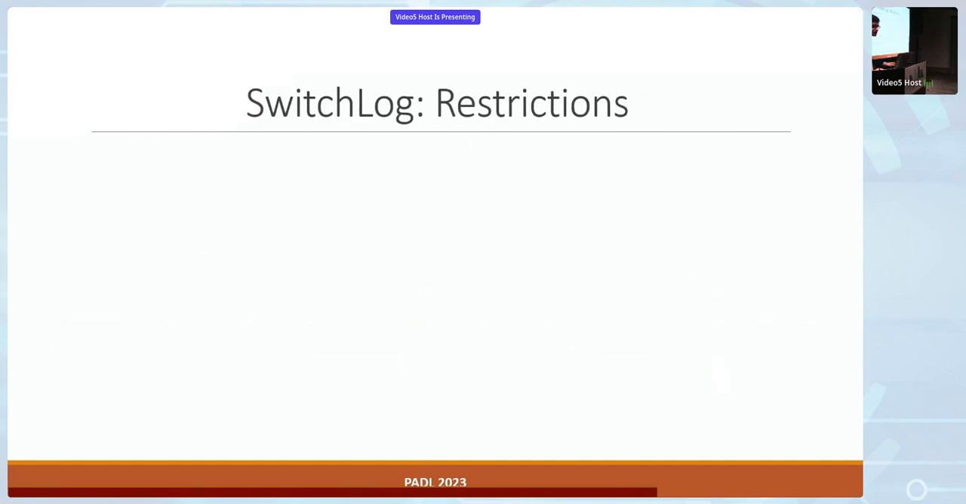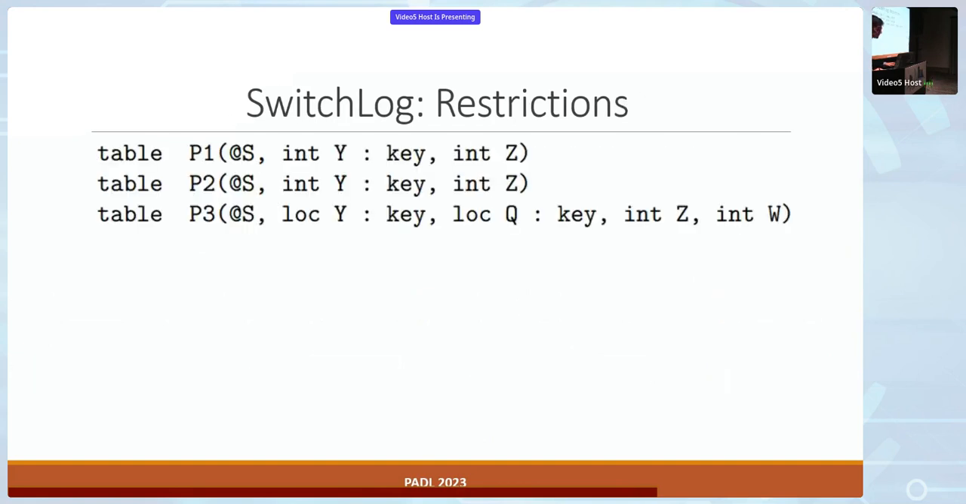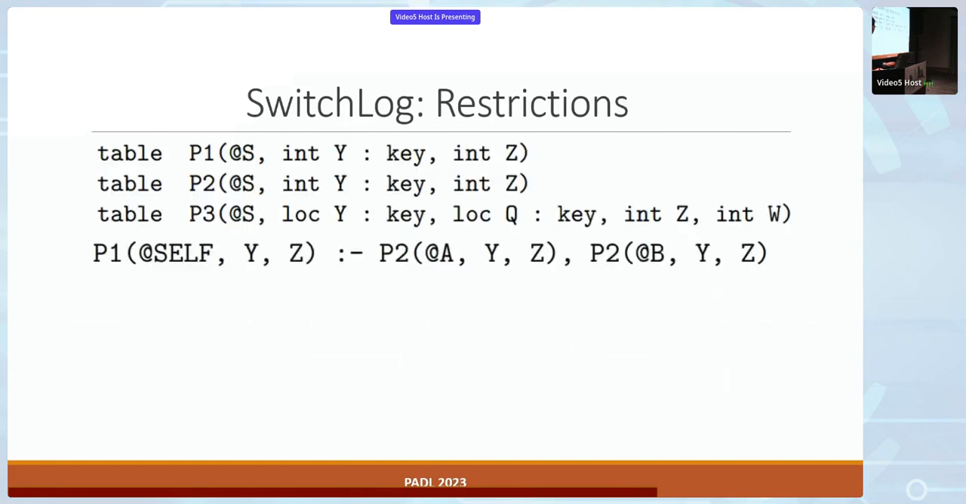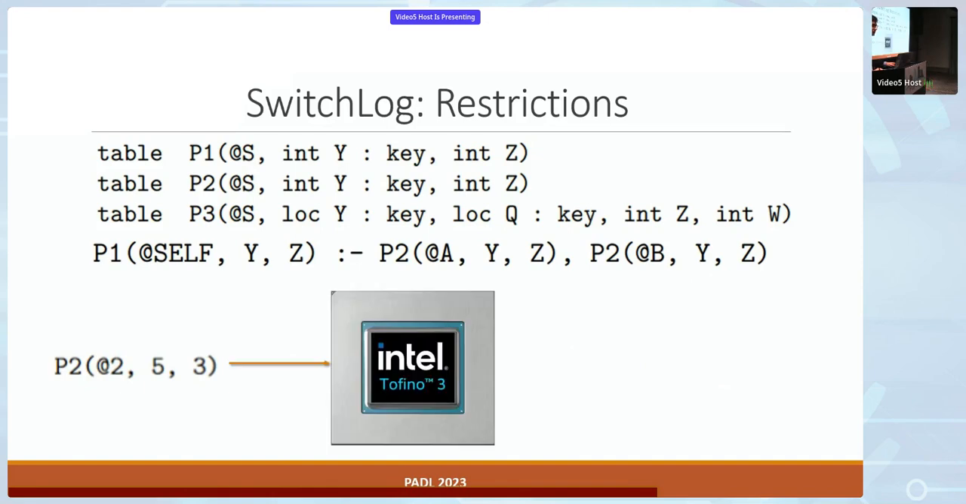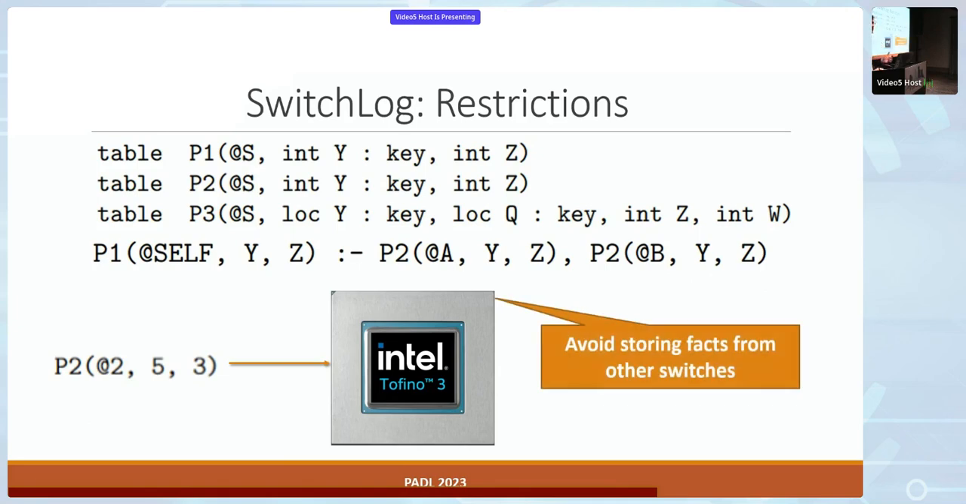And the second restriction we have, again, we'll go by way of example. Consider the following rule. P1 at self Y Z if P2 at A Y Z and P2 at B Y Z. So let's say you receive P2 at 253 on our switch. Now this P2 at A is stored at a switch that's different from self. So in principle, we could store it, but we don't want to because memory on our switch is limited.